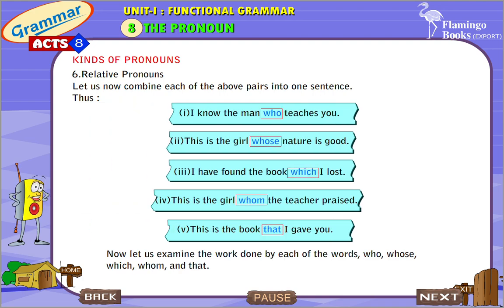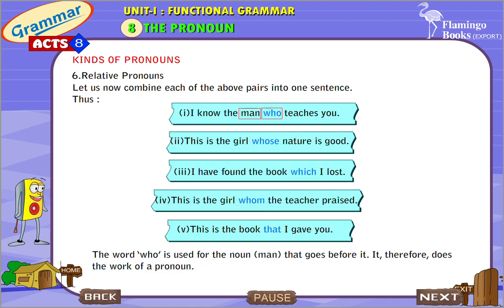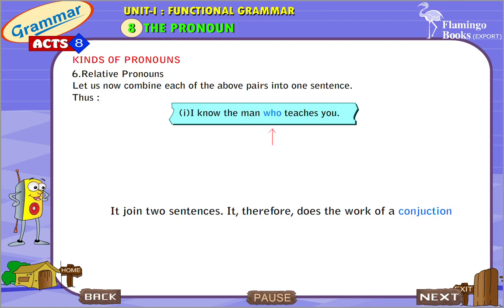Now let us examine the work done by each of the words whose, who, which, whom, and that. The word who is used for the noun man that goes before it. It therefore does the work of a pronoun. It joins two sentences. It therefore does the work of a conjunction.